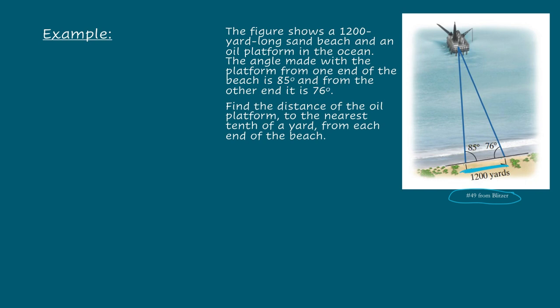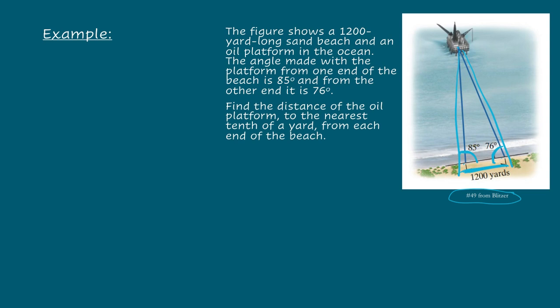The angle made with the platform from one end of the beach is 85 degrees, and from the other end it is 76 degrees. So these are the angles we're talking about here. We have a 76-degree angle and an 85-degree angle. Find the distance of the oil platform to the nearest tenth of a yard from each end of the beach. So what that's asking us to do is find the distance from the oil platform down here to the beach. So we're trying to find these distances right here.